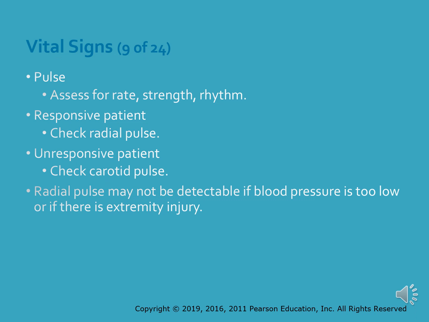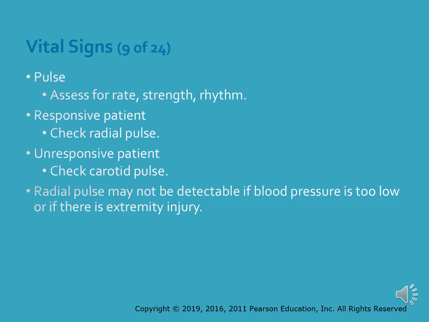When assessing a patient's pulse, you must assess for these three characteristics: rate, strength, and rhythm. Pulse rate is a count of the number of beats per minute and is used to determine if the patient's pulse is normal, rapid, or slow. Strength is the force of the pulse. It will either be strong or weak. And then rhythm is the steadiness of the pulse, which will be either regular or irregular.